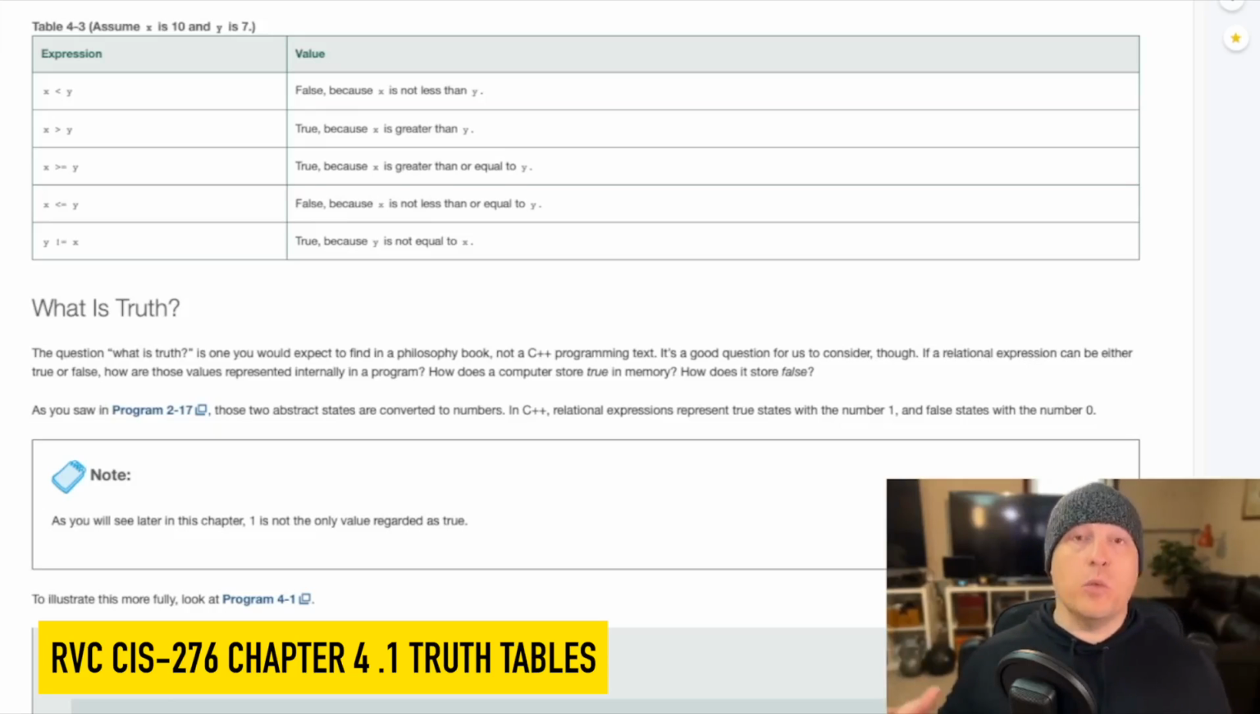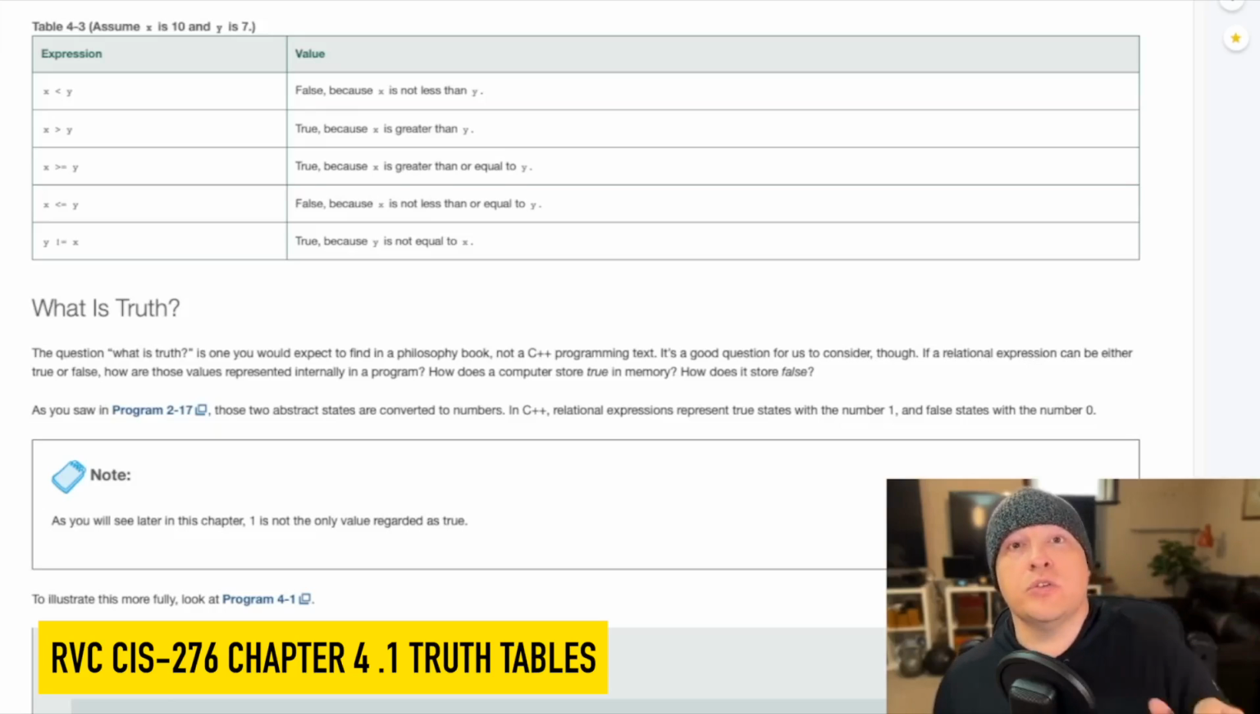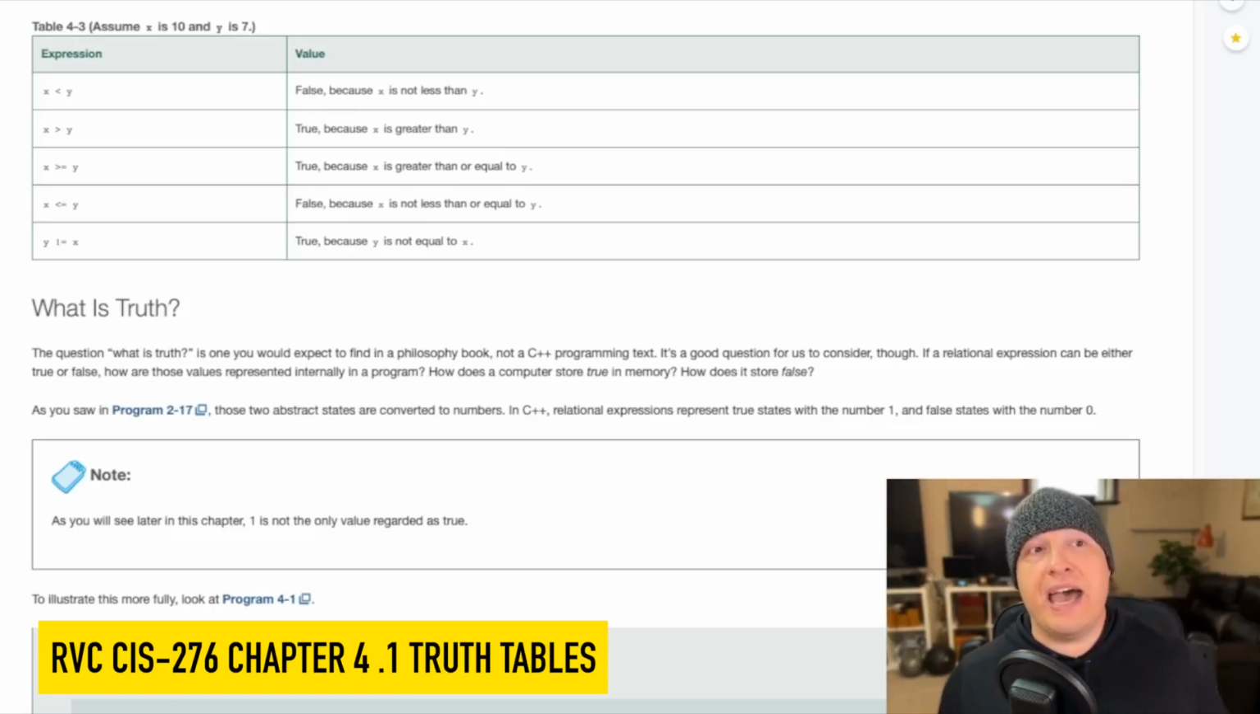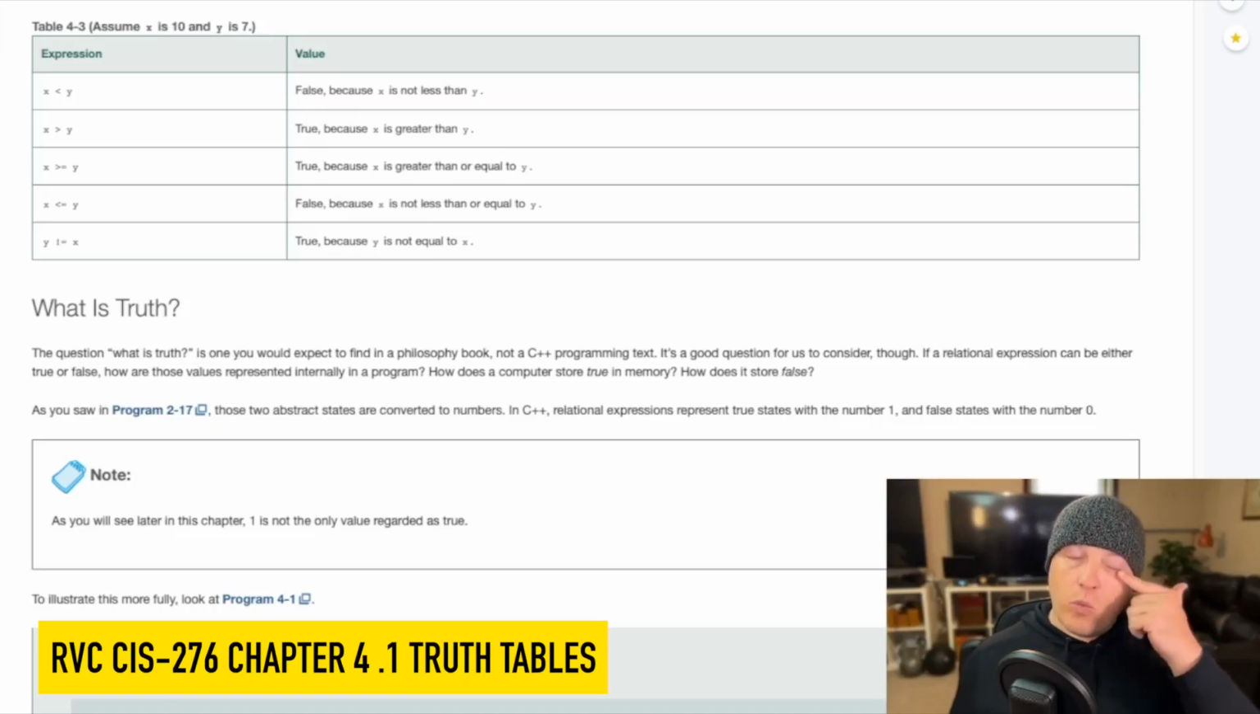Next, x greater than y. You know again that 10 is greater than 7, so that evaluates as true. X is greater than or equal to y. And again, you know that 10 is greater than or equal to 7, so that evaluates as true. Less than or equal to, you know that 10 is not less than or equal to 7, evaluates as false. And not equals to, this one evaluates as true because 10 does not equal 7. So these are what are referred to as truth tables.